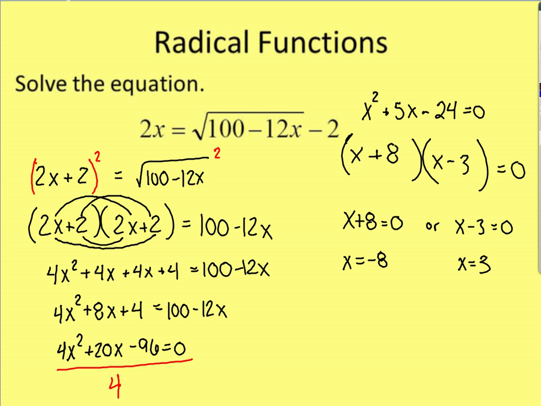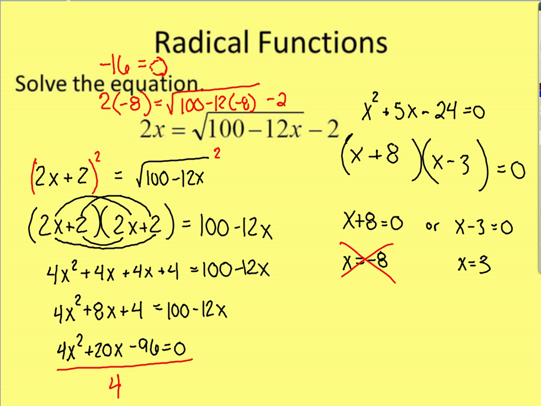So if we plug in negative 8, 2 times negative 8 is going to give us a negative 16 on the left. Negative 12 times negative 8 is going to give us a positive 96. 100 minus 96 is 4. The square root of 4 is 2. And 2 minus 2 gives us 0. Since negative 16 does not equal 0, we know that x does not equal negative 8.